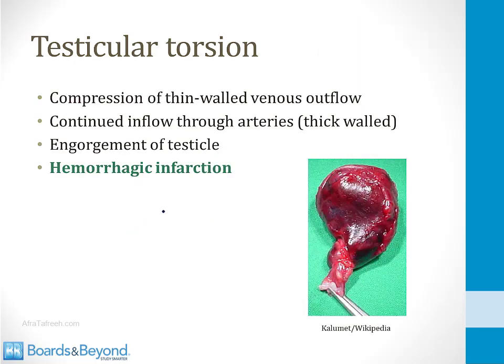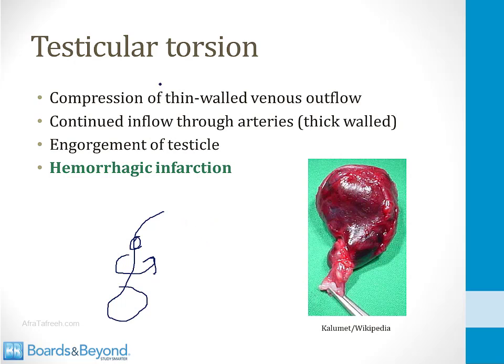To understand torsion, you've got to imagine the spermatic cord connecting to the testes, and then imagine that the spermatic cord begins to twist and it becomes knotted up. This will lead to compression of structures in the spermatic cord, and the first structures to be affected will be the veins because they have very thin walls.